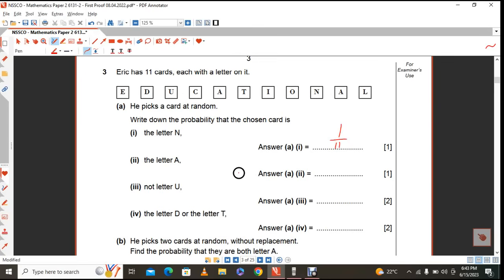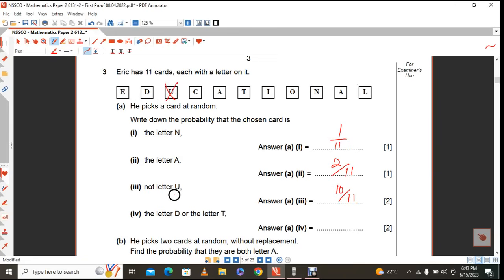Remember again, as I said, leave it as a fraction. What is the probability that he chooses a letter A? We see that we have two A's here, so the answer will be 2 over 11. Now, what about not the letter U? Of course, educational has a letter U there, so everything that is not this one will be the rest. So the rest of them should be 10, which gives 10 out of 11.